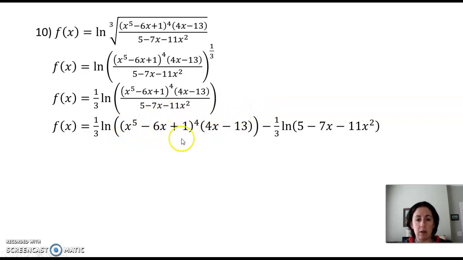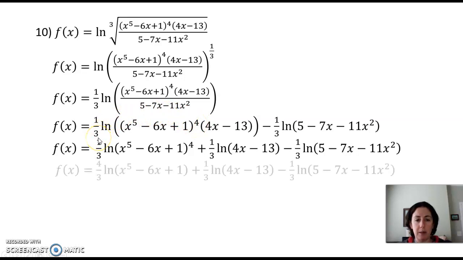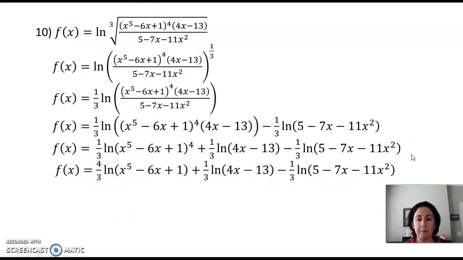Here, I'm taking the logarithm of two things being multiplied. I can turn that into two logarithms being added. Again, the 1/3 goes to both. And here, what I'm taking the logarithm of is all being raised to a power. I can bring that power out front. And this one big logarithm expands into these three smaller logarithms all being added and subtracted.